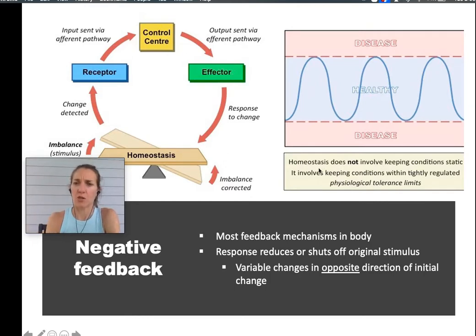I like this definition too. Homeostasis does not involve keeping conditions static, right? We're not talking about keeping heart rate at 60 beats per minute all the time, right? We know that when we're resting, heart rate falls, and it should. When we're exercising, heart rate increases, and it should. But nevertheless, there is a low point, right? Our resting heart rate and really a high point, our max heart rate. And so within that range, you have a healthy homeostatic condition. But it's outside of that you can see disease manifest.